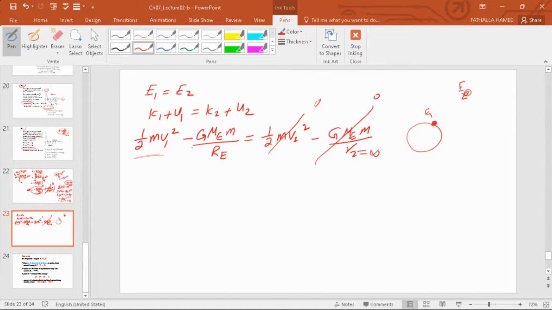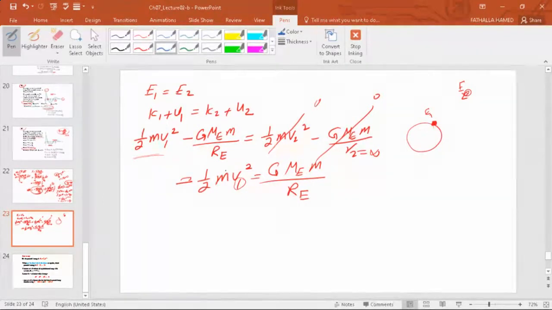So 1/2 mv1 squared minus G m of the Earth, m of the object over r, is equal to 0. That means 1/2 mv1 squared should equal G mass of the Earth, mass of the object over the radius of the Earth here. And this is basically the minimum speed that you give to escape from the Earth. So you can cancel the mass, you can cancel the half and multiply here by 2.